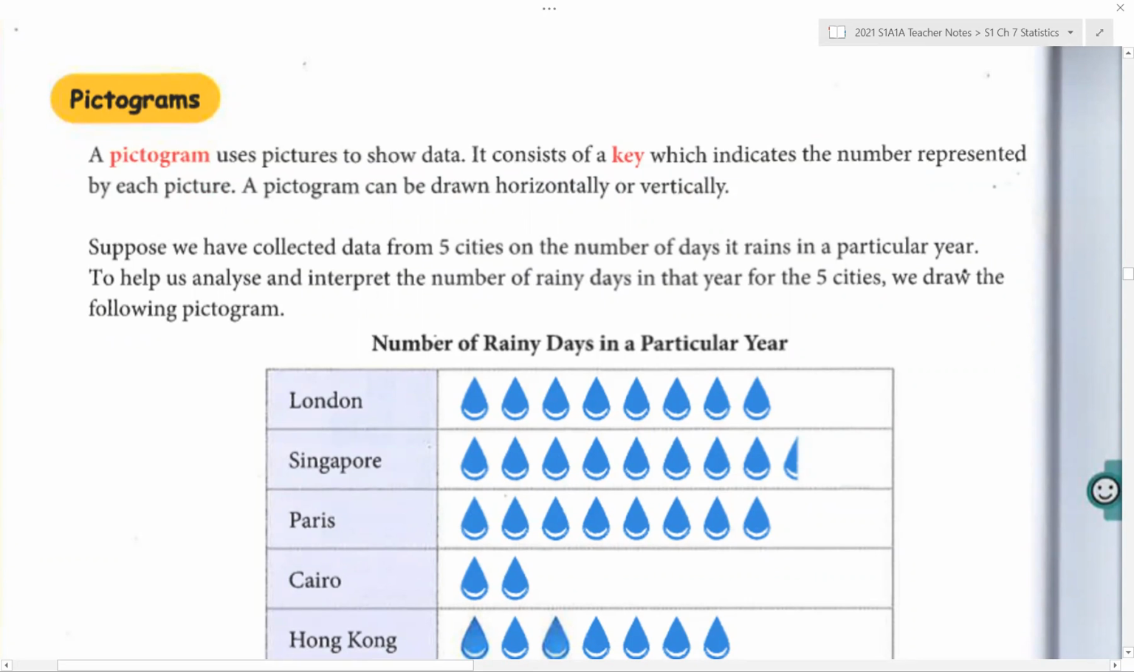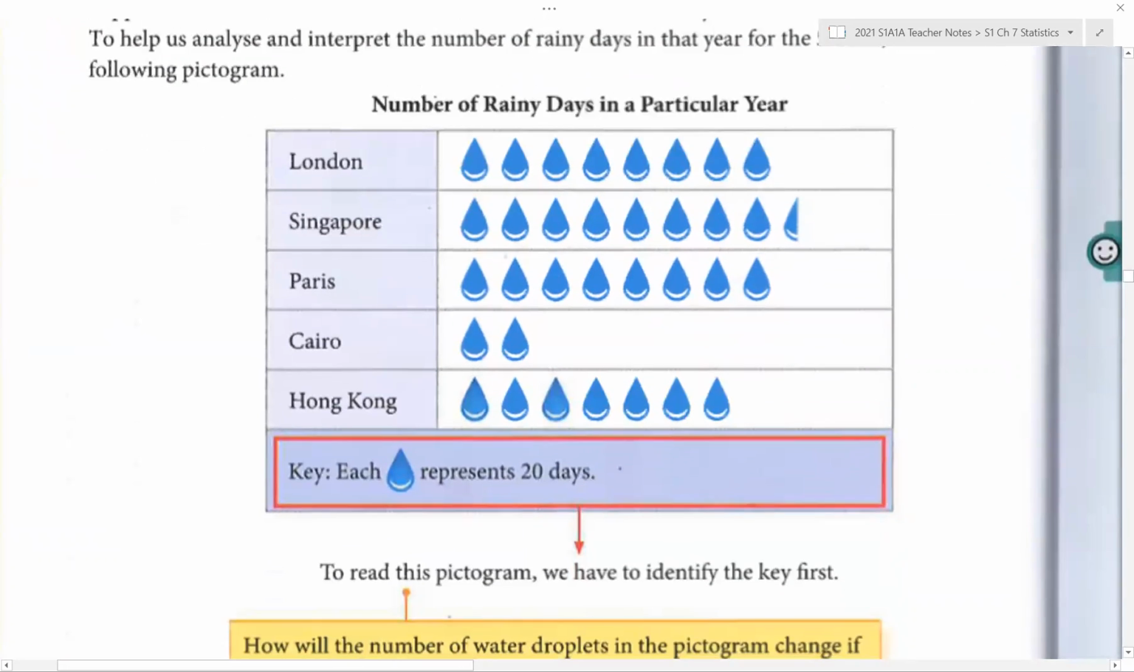There's a key, and for example, over here we have the number of rainy days in a particular year for different places. Looking at the diagram only, which country has the most number of rainy days in a year? Singapore, because it has the most water droplets, right? Each water droplet represents 20 days. What does half of a water droplet represent? Because one full droplet is 20 days, half a droplet will be 10 days.